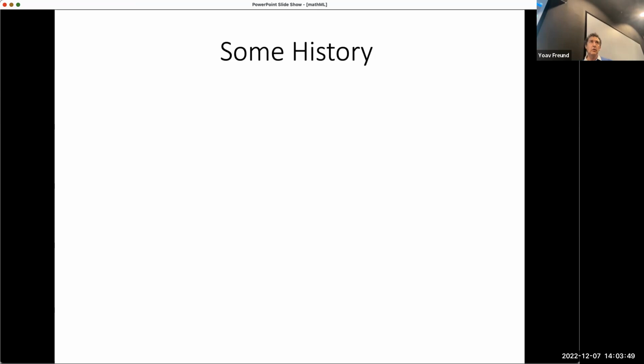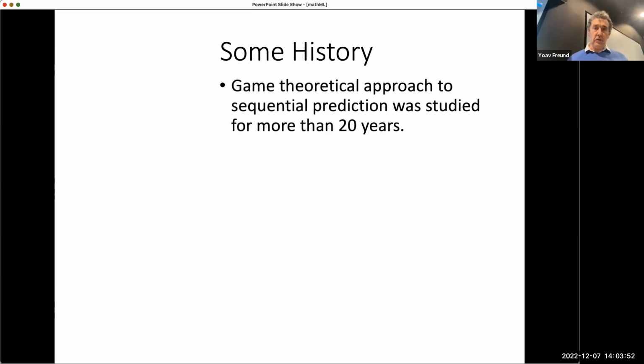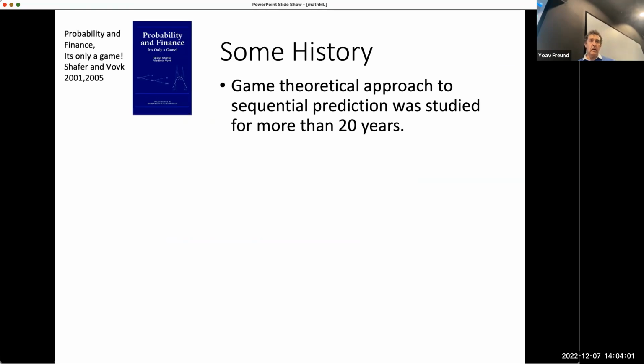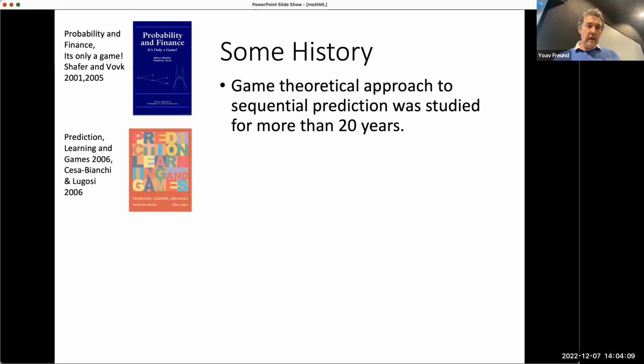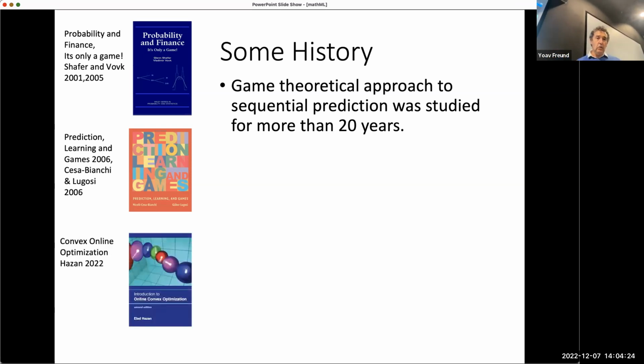Let me give you a little bit of history. There is really a long history. This game theoretical approach to sequential prediction has been studied for more than 20 years. The first book I know about it is this book by Shafer and Vovk called Probability and Finance: It's Only a Game. A more central book that has a lot of the results in the general field is this book by Cesa-Bianchi and Lugosi. And more recently, there is this book by Hazan on convex online optimization, which is closely related to this.